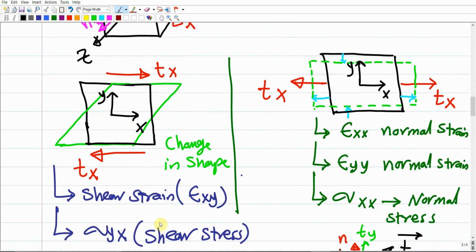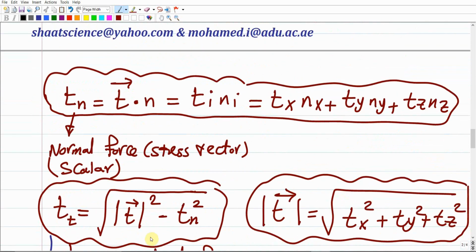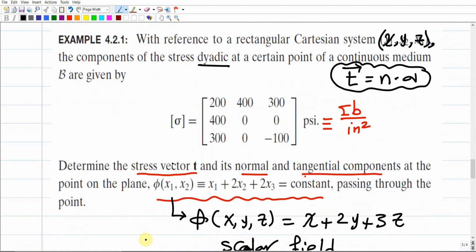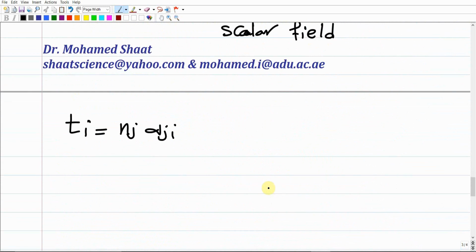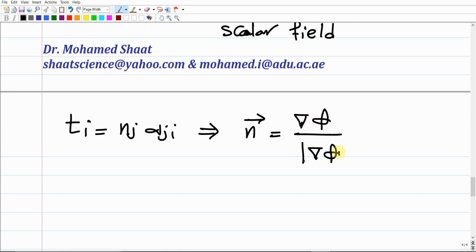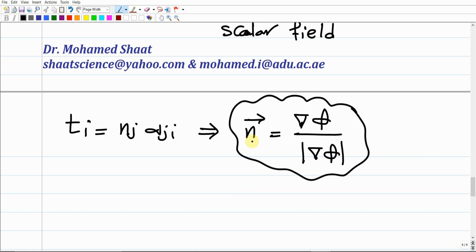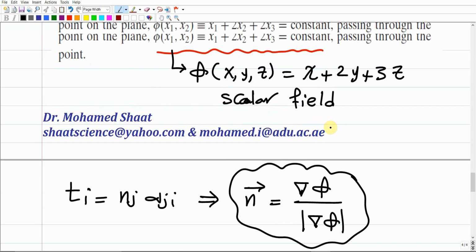So to derive the normal vector from mathematics, the normal vector to a surface described as a scalar field equals the gradient of this scalar field divided by the magnitude of its gradient. This is from mathematics class. Make sense? So simply this normal vector will have three components. We are seeking these three components, but we have to find the gradient of this scalar field.